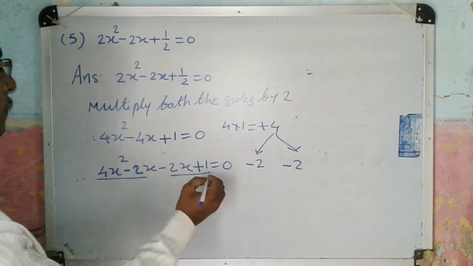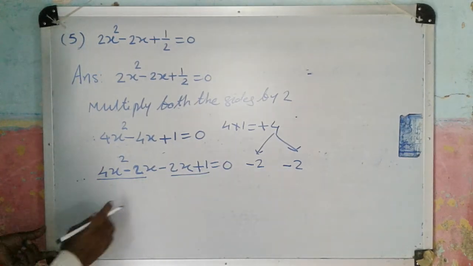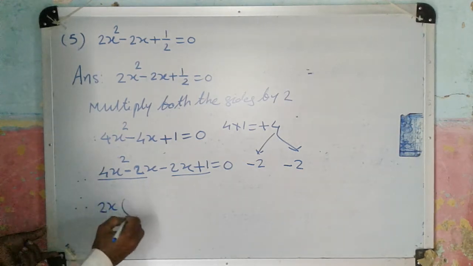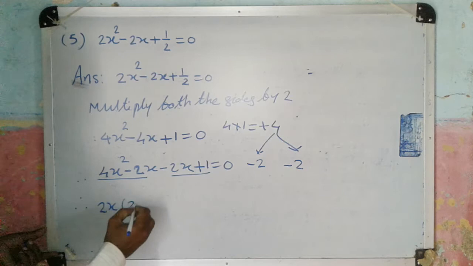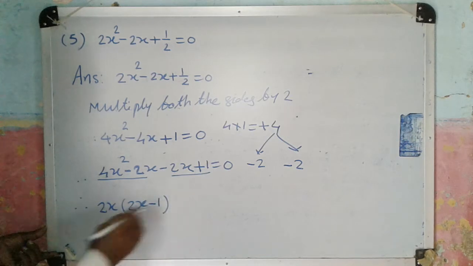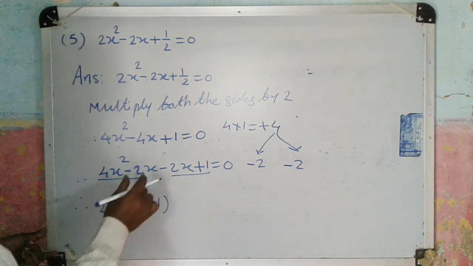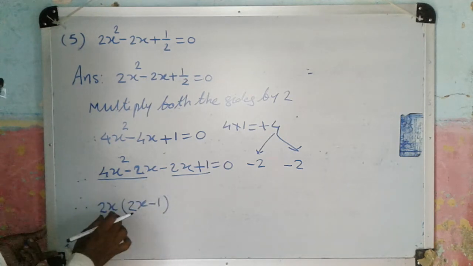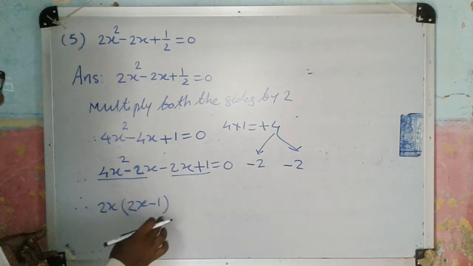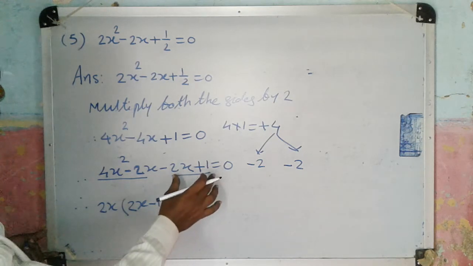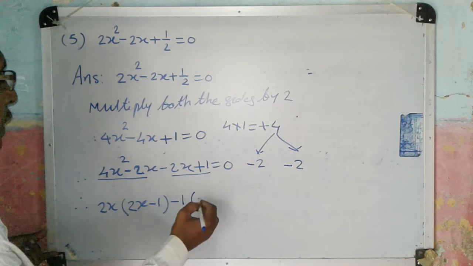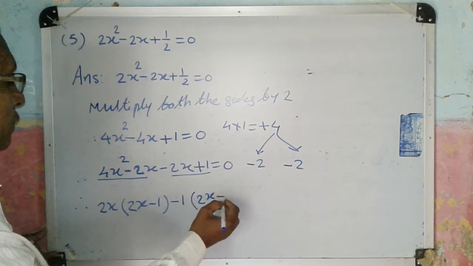So make two groups. From the first group the common factor is 2x. So here in the bracket it remains 2x minus 1. This 2x is taken outside the bracket, so here remains only 1. From the second group the common factor is minus 1. So here we get 2x minus 1.